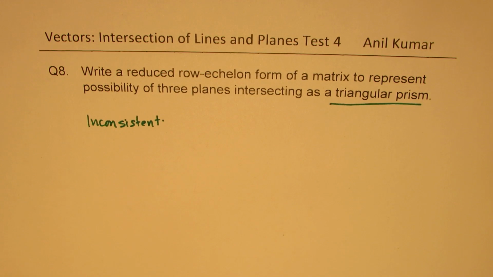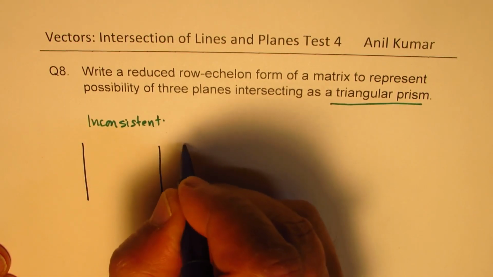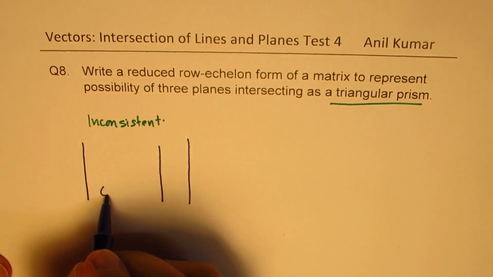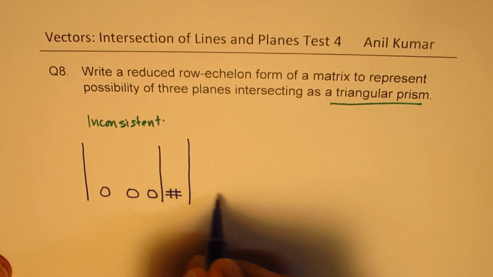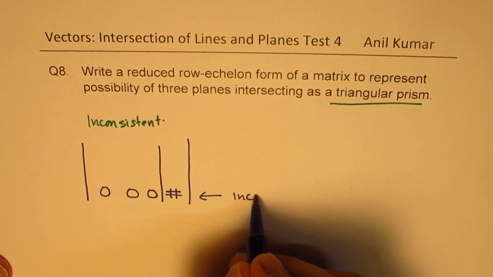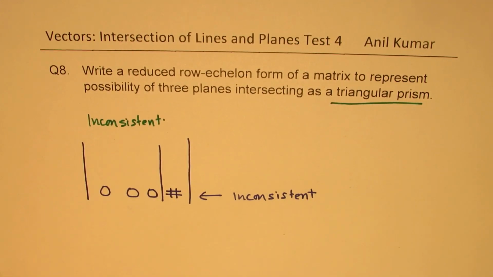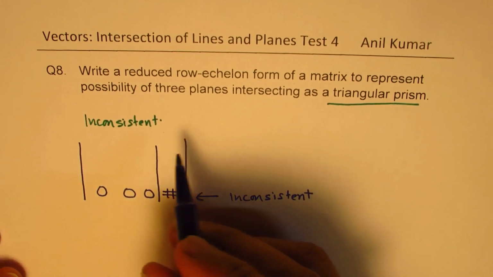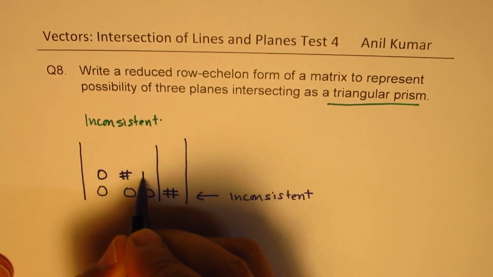So what could be the solution? Well, what we're looking for is that the last row should be 0 equals something, so that makes it inconsistent. Does that make sense to you? So the last row should be like this, and that should make it inconsistent. But once we have this, then the other 2 should give us a solution. So we should have, let's say, 0 and some number here.